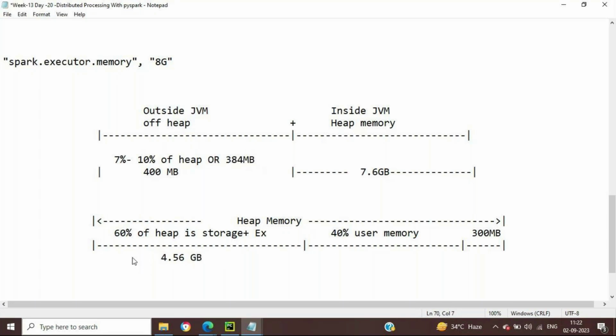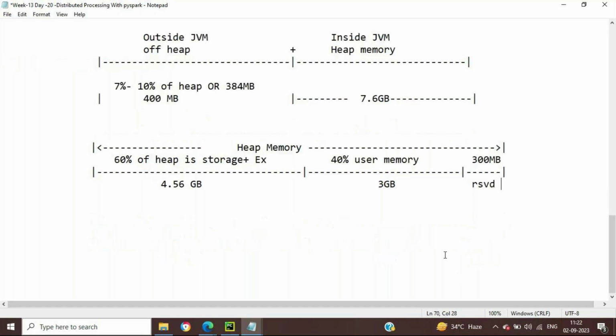And 40% of this, that is around 3 GB, is given to user memory, and 300 MB is reserved. Let me mention RSVD, reserved. So this is the way how the storage memory and execution memory is given inside PySpark.